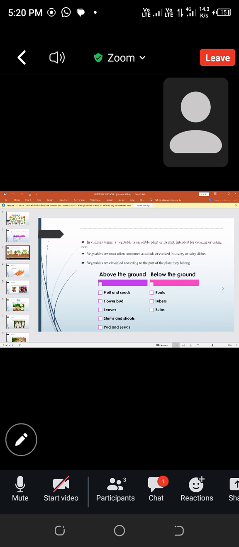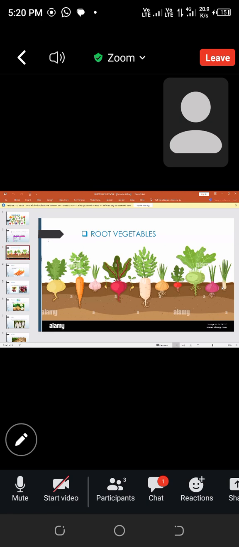As you can see, there is an infographic of vegetables that are presented there. This is a classification of all vegetables, but we are going to focus more on root vegetables. For example, you can see the carrot, the beetroot, the parsnips, and all that. So we now go to the next presentation.